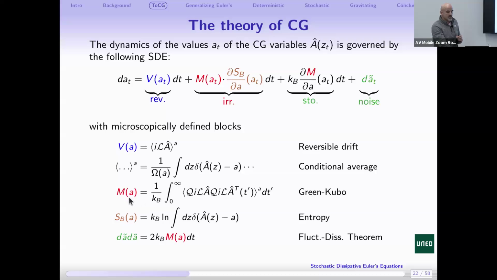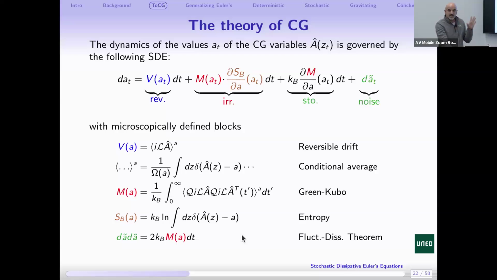The dissipative matrix is given in terms of a Green-Kubo formula. This Green is the Green that we mentioned before. It is a time integral of a time correlation function of the fluctuations of the time derivatives. This Q is a projection operator, but essentially is the fluctuation, the subtraction of the time derivative from the mean value. Then we have the entropy, which is the logarithm of the number of microstates which are compatible with a given macrostate. And then the noise, the amplitude of this noise, is given by precisely the dissipative matrix that appears here. And this is what is called the fluctuation dissipation theorem, that the fluctuations are related to the dissipation given by this dissipative matrix.